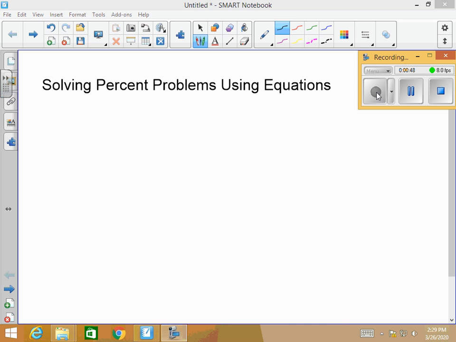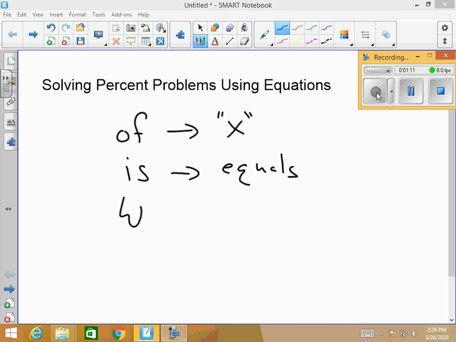And in your book, they also give you these. Of simply means to multiply. Also, is. Whenever you see the word is, that means equals. Whenever they say what, it's a question. What is something we are looking for? And it can be any letter. Most of the time today I'll use the letter N.